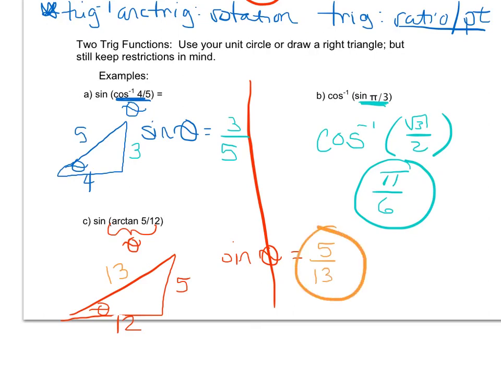So the big thing again is going to be this idea here. Make sure I know when I'm talking about a rotation versus a ratio or a point. And notice when I can use my unit circle versus when I have to draw a triangle, as well as keep in mind all of your domain restrictions.